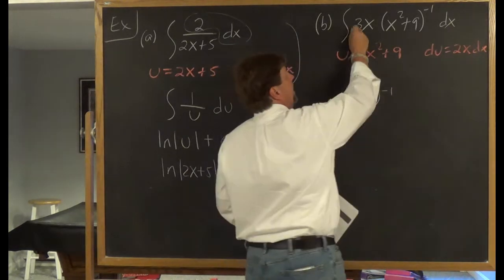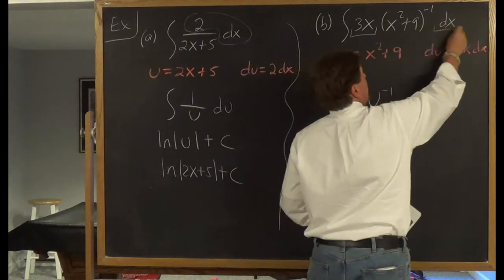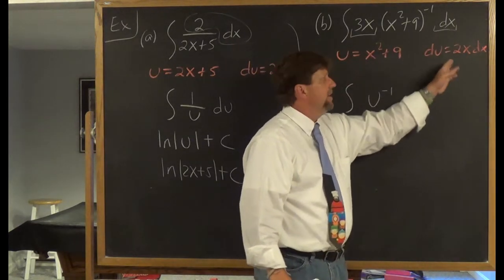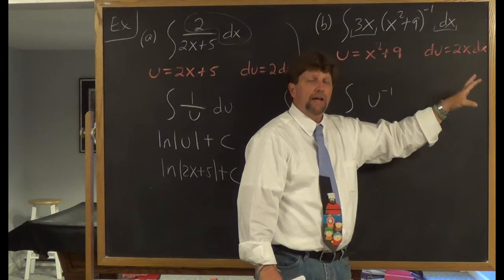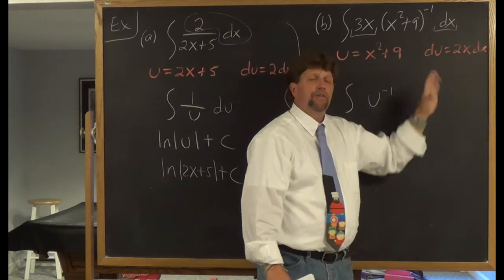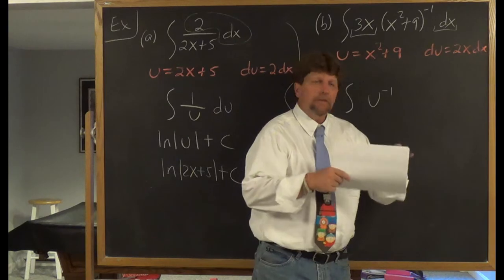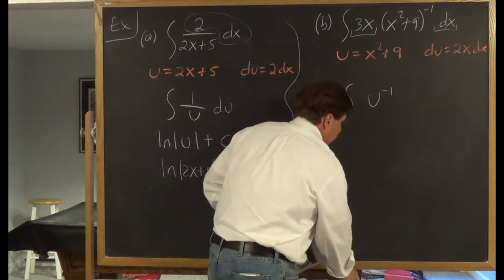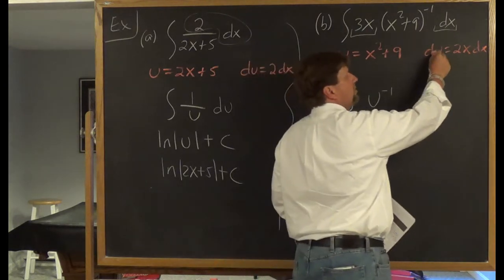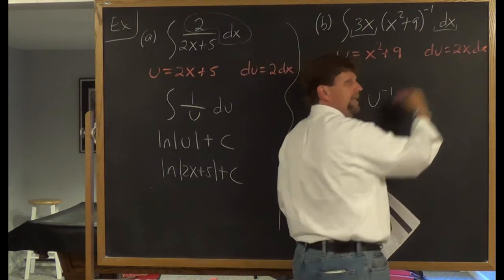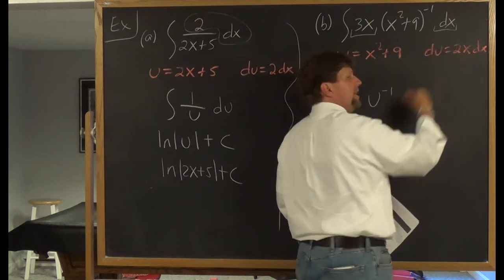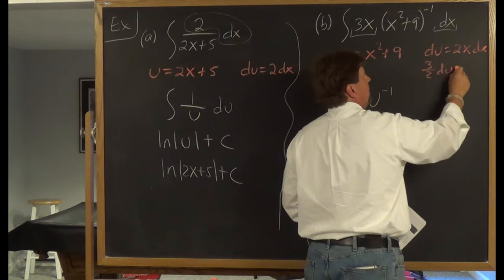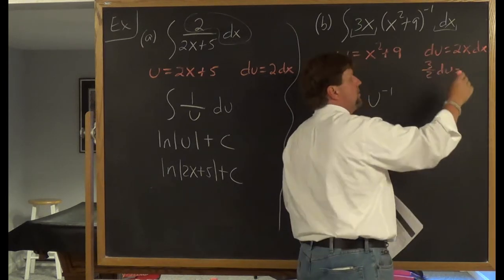But notice we still have 3x dx to take care of. My du statement is not 3x dx. It's 2x dx. I need to see a 3x dx there. So remember, this is where we come in and we massage our du statement. And here we massage the du statement by simply multiplying both sides of the equation of my du statement by 3/2. 3/2 du equals, because 2 times 3/2 is 3.